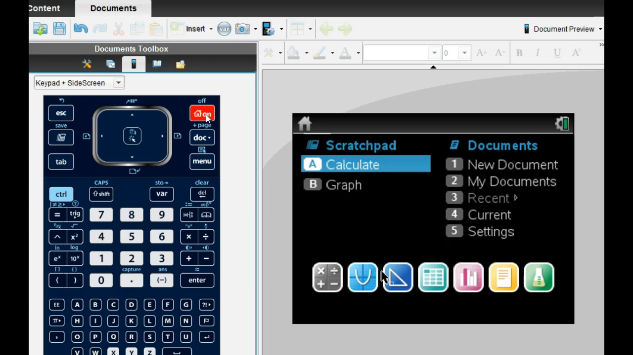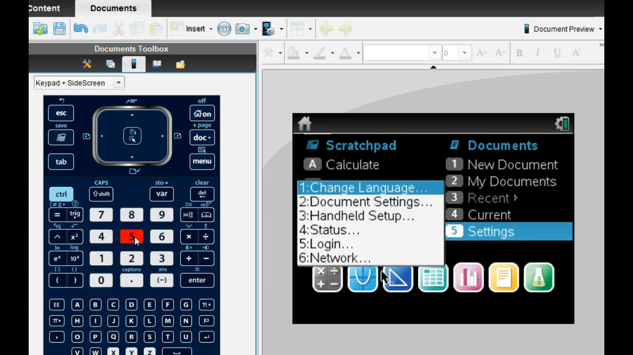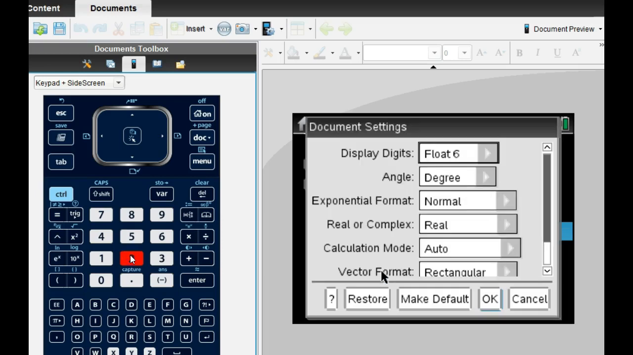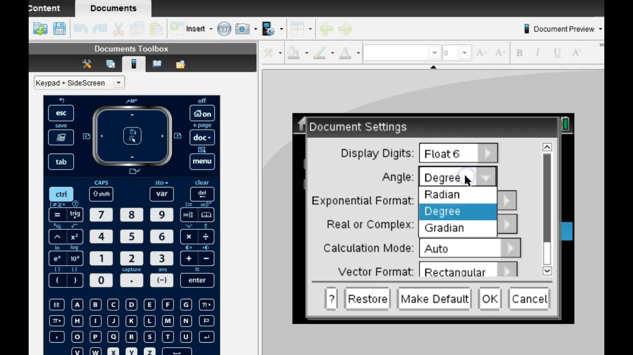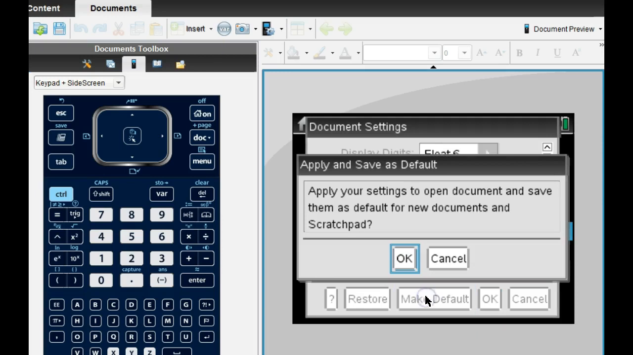So everyone hit 5. No, 5. And then we want to go to document settings, which is 2. The reason why we have to do this is because you will not be able to get the correct answer unless you're in degrees mode. So the second thing that says angle, hopefully yours says degree. But you want to always check, or you want to know how to fix it if it's not right, okay? So again, it's 5, 2, and then you make sure this is degree, and you make default, and you're good, okay?